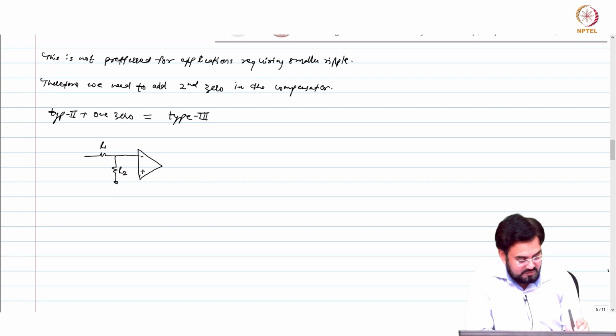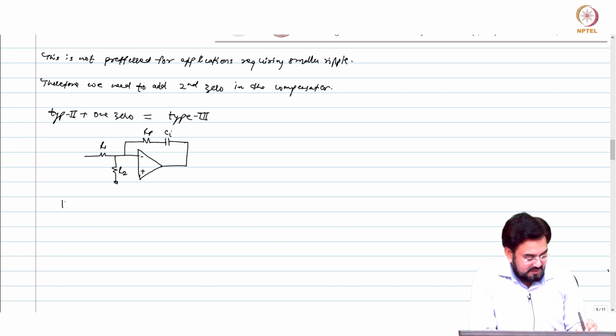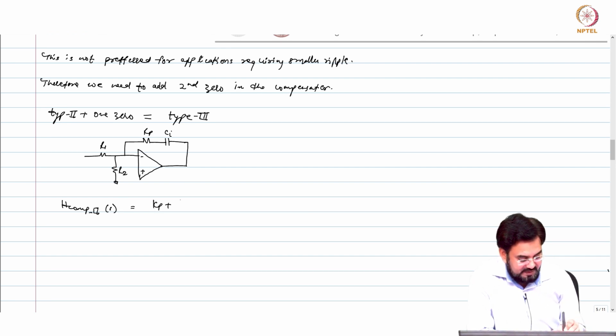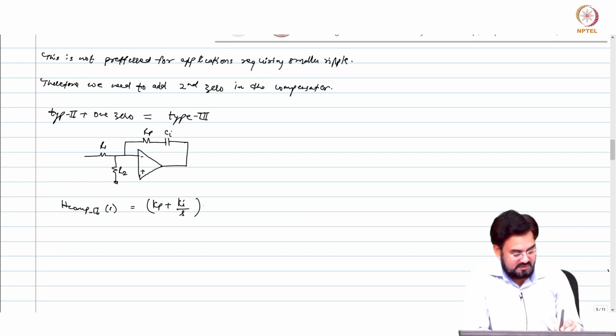R1, R2, RP. So H of comp 3S, we are looking at Kp plus Ki over S, this was your type 2, and we need one more zero, 1 plus S over, I will call it omega Z2.